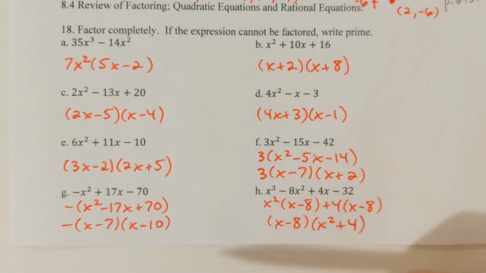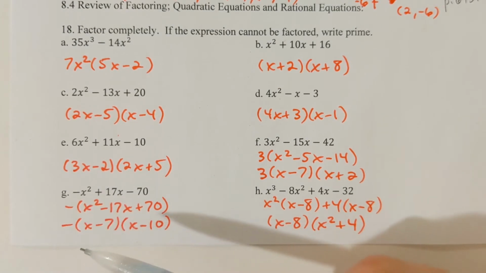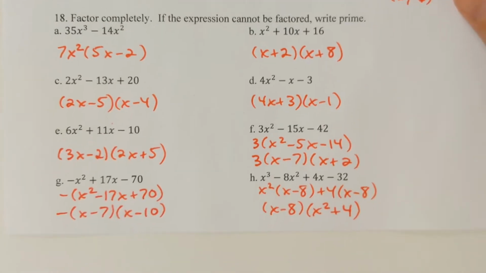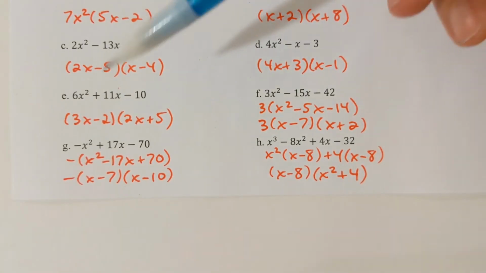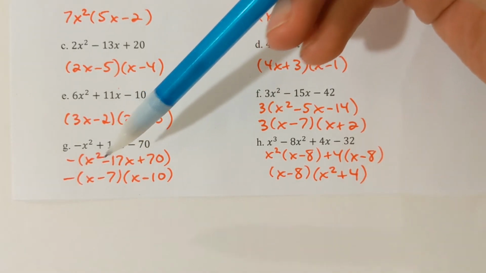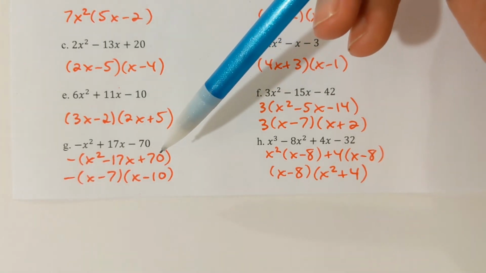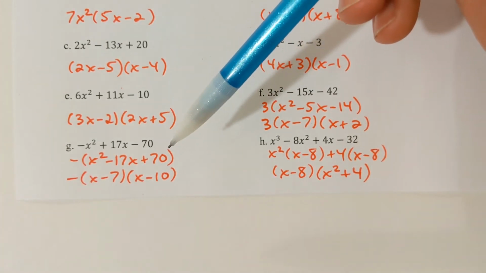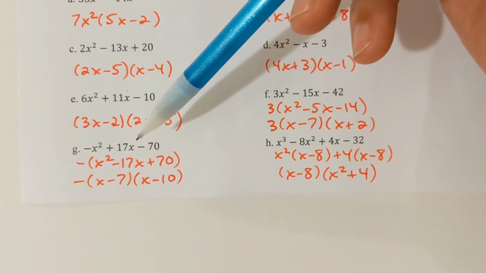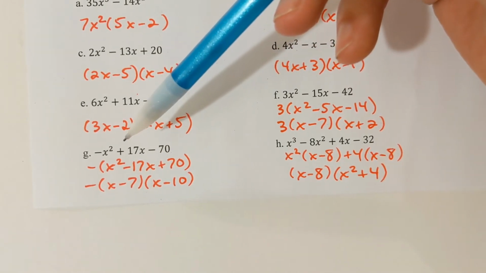Sometimes we have a negative number in the first term, so it's easier to factor that out. I've done that here in this part. Factor out the negative 1, and the factors of x squared are x and x, right? With 70, again, 70 has lots of factors, right? And we're trying to get 17x in the middle. Or a negative 17x, right? Because I already factored out the negative 1 there.